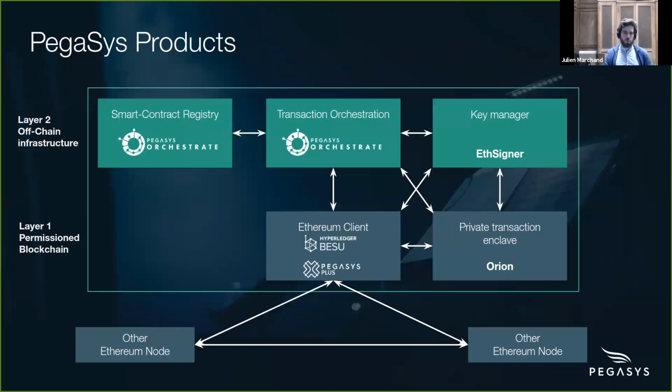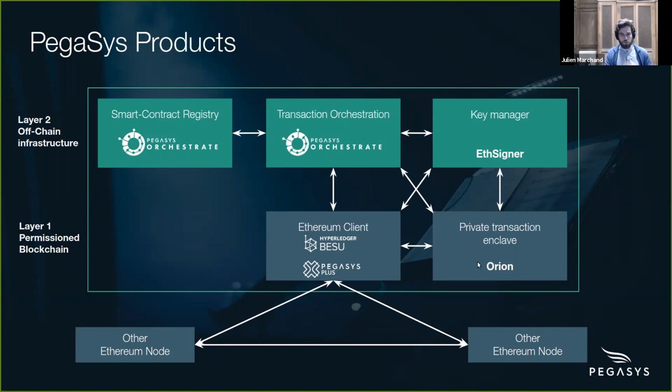So this concludes the PegaSys Orchestrate presentation. So in terms of products, PegaSys Orchestrate is just above the Ethereum client. So in PegaSys, we have an Ethereum client, which is called Hyperledger Besu. We have PegaSys Plus, which is the enterprise edition that contains encryption at rest, advanced monitoring, and event streaming.